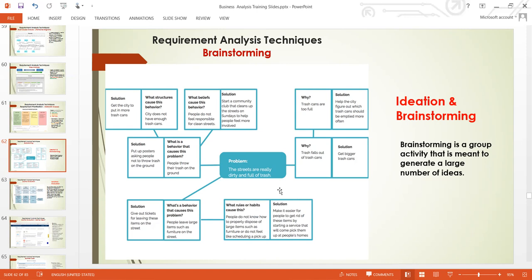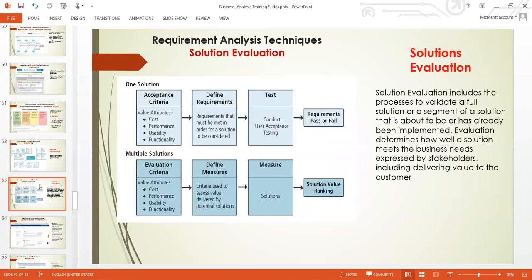So by the time we have generated all these solutions through brainstorming, we have a lot of solutions generated during our brainstorming session. But how do we select one out of all these solutions? So that will bring us to the next session, which is solution evaluation.